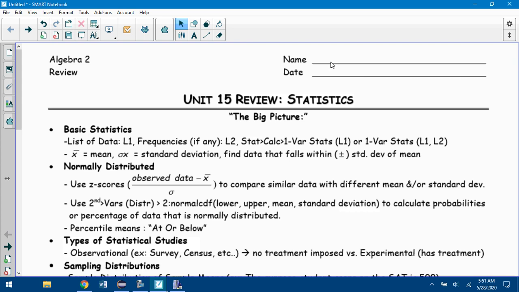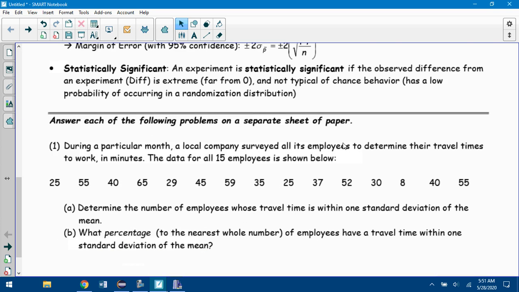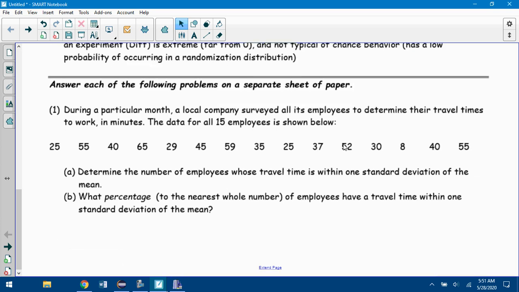Okay. So first off, we've got basic statistics. That's when you have a list of data that maybe you want to find how much falls within one standard deviation of the mean or some certain standard deviations. A question like that would be like number 1. And I figure it's worth it to do this one together. During a particular month, a local company surveyed all of its employees to determine their travel times to work in minutes. The data for all 15 employees is shown below. So there's 15 employees. Determine the number of employees whose travel time is within one standard deviation of the mean.